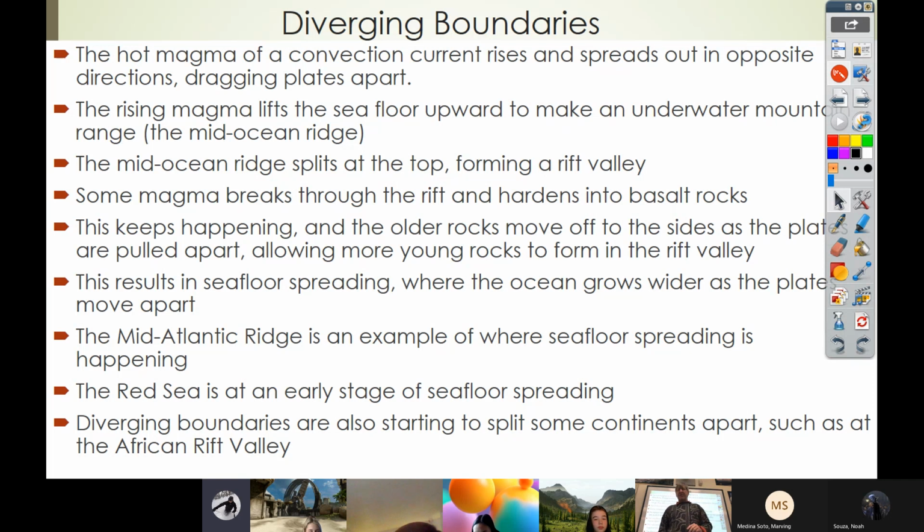Okay, now this results in a process. I would like you to know the name of this process, which is seafloor spreading. Okay, so you should write down that seafloor spreading is the process that occurs at a diverging boundary. So if I ever ask you a question, what process occurs at a diverging boundary? You're looking for seafloor spreading.